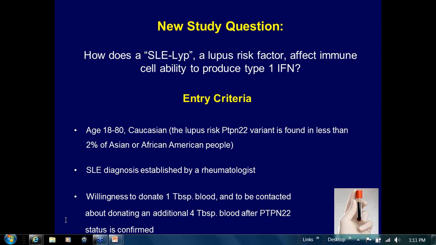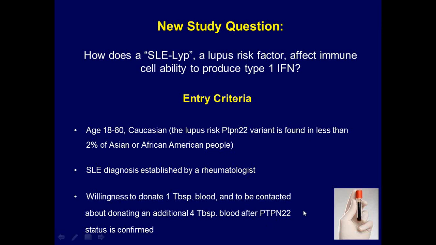We need to have evidence that the lupus diagnosis has been established by a rheumatologist. And anyone who'd like to participate in the study should be willing to donate a tablespoon of blood and to be contacted later, once we have used that blood to establish the genotype of the person, to consider donating an additional 4 tablespoons of blood after the genotype is confirmed. Next slide.